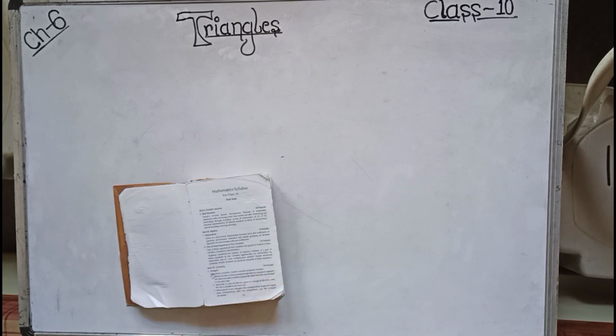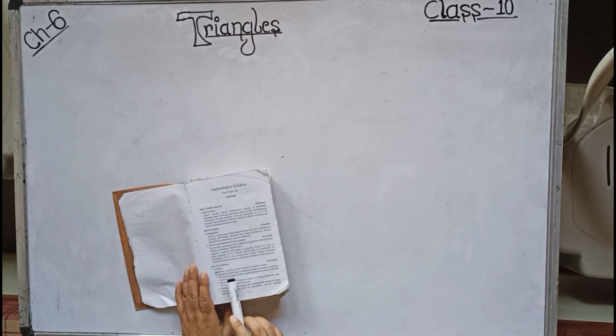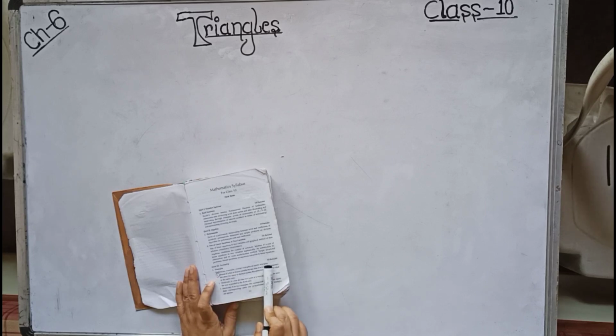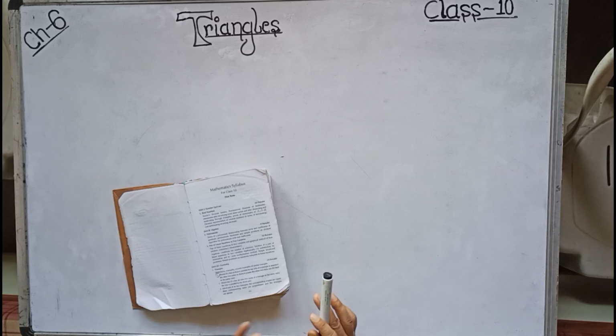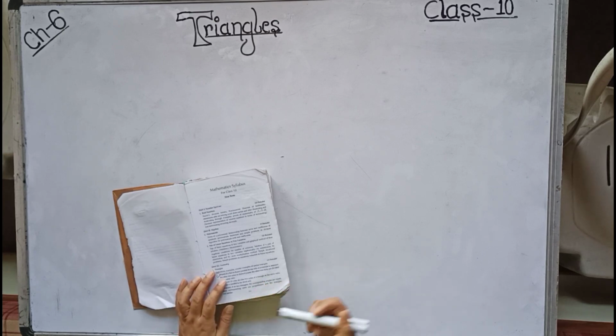Now over here children, you can see it is written definitions, examples, counter examples of similar triangles. So these 3 words: definition, example, counter example of similar triangles. You should understand the definition of similar triangles, and some examples and counter examples you should know, so as to cover the 1 mark question.